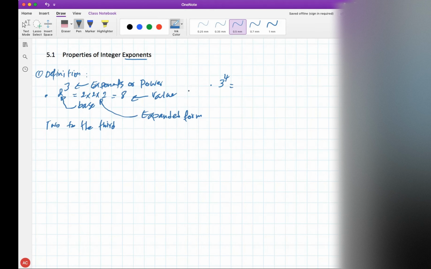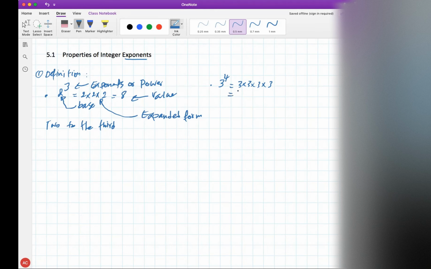Again, what do we do to find the value of this exponent? 3 is multiplied by itself 4 times. That's right. 1, 2, 3, 4, because the power is 4. If the power is a different number, this will be different. If you have 7 here, you will multiply 3 by itself 7 times.